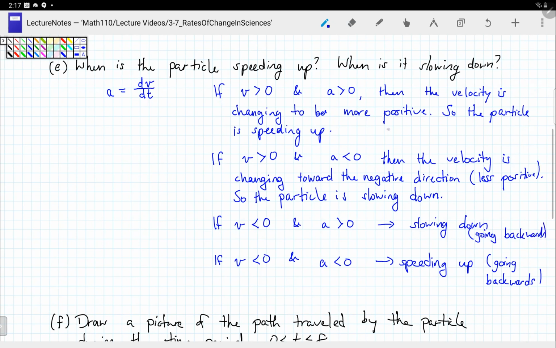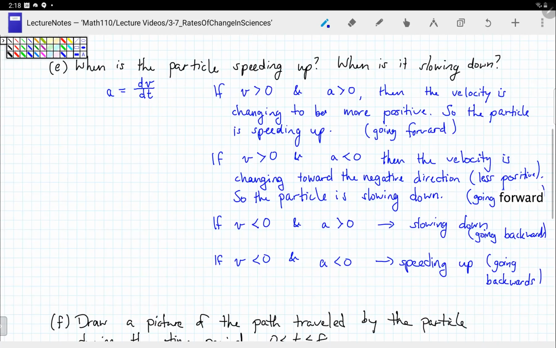In this first case, your velocity is positive, so you're going forward, and your acceleration is positive, so you're going forward at a faster rate. So you're speeding up, going forward. And in this case, velocity is positive and acceleration is negative. You're slowing down, going forward.